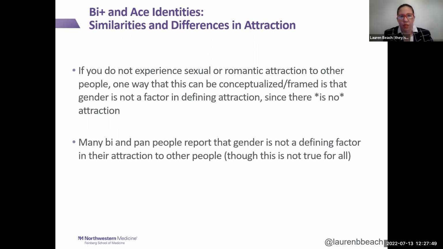So many bi and pan people, as you already know from this discussion, report that gender is not a defining factor in their attraction to other people. This isn't true for everyone, though. And so because of this overlap, it is very possible to be bisexual and asexual.